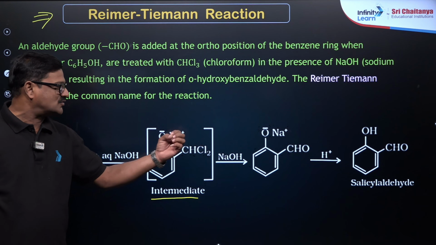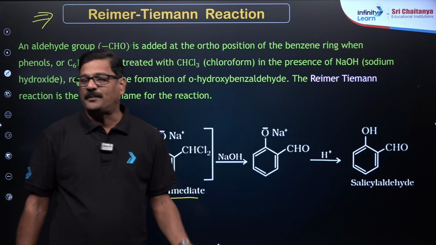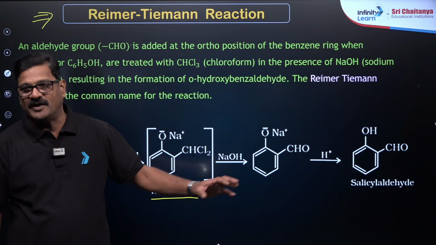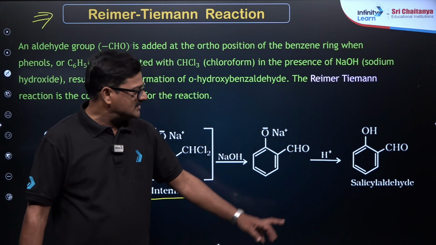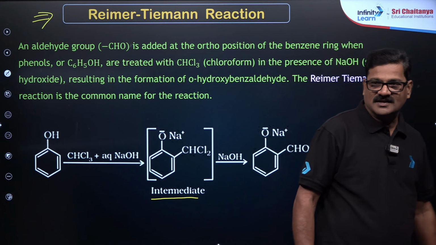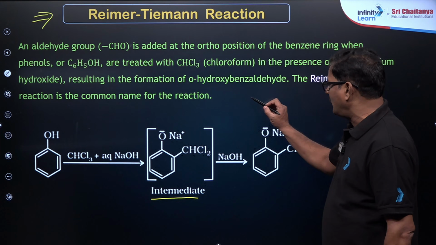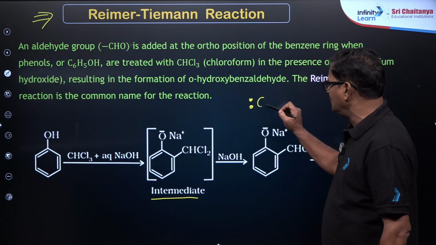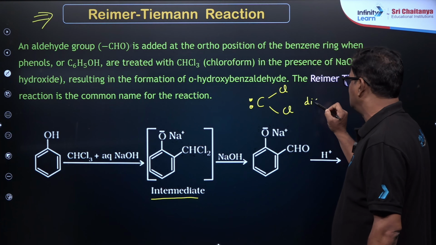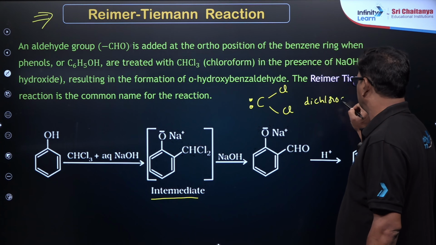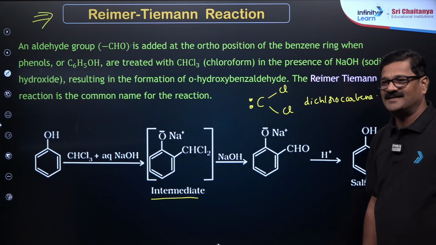And बाद में ये सोडियम हाइड्रोक्साइड से react होने के बाद hydrolyze करो, you are going to get para ortho hydroxybenzaldehyde. This is popularly known as salicylaldehyde. This reaction is called as Reimer-Tiemann reaction. उसमें dichlorocarbene is the attacking reagent. This is what is called as a dichlorocarbene. ठीक है बेटा? That's fine.